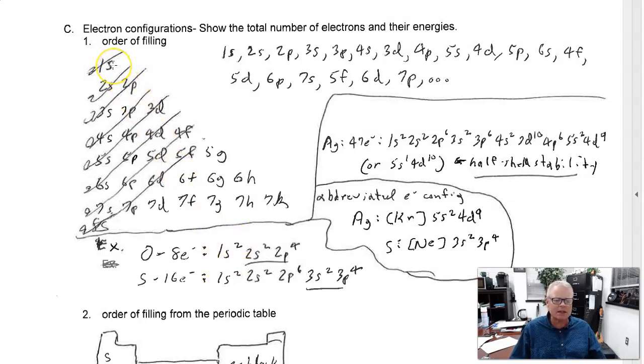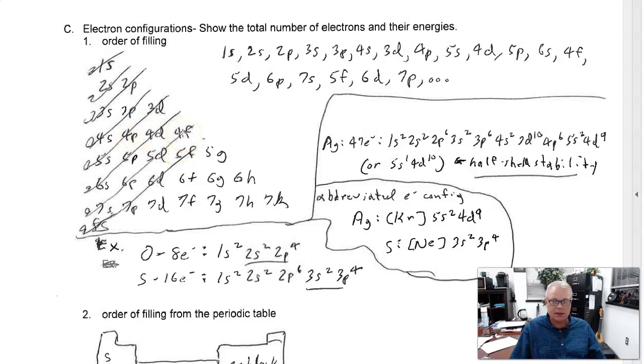How many electrons in an s? 2. So I can fit 2 electrons in the first energy shell. How many in an s? 2. How many in a p subshell? 6. Remember your 3 p orbitals? 2 plus 6 is 8 electrons in the second energy shell. 2 in an s, 6 in a p, 10 in a d. 2 plus 6 is 8, plus 10 is 18 electrons in the third shell.